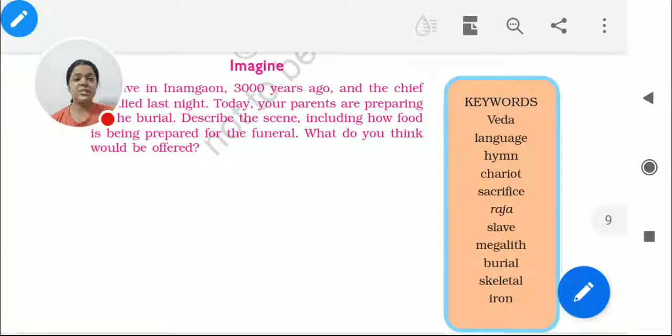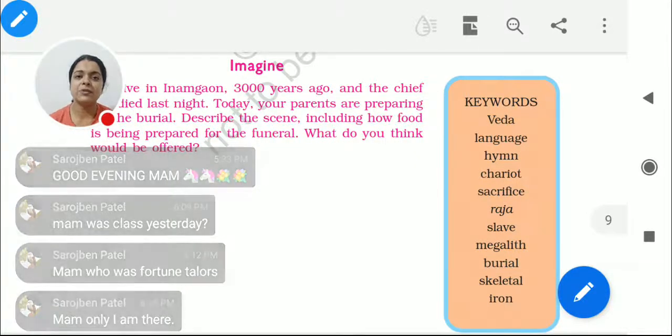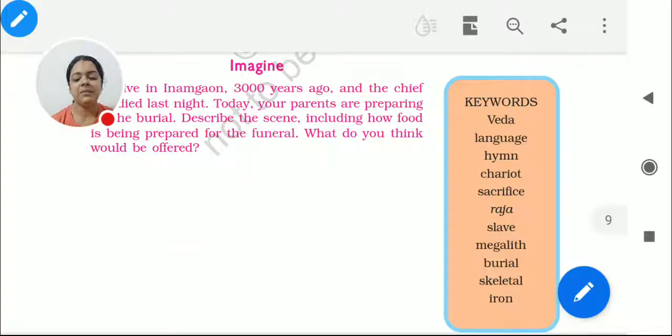Now coming to the next one, hymn. As I told you, hymn is a Sukta. It was known as Sukta as well. So what is a hymn? Hymn is actually a kind of material, something which was written in praise of gods and goddesses. That was known as hymn.